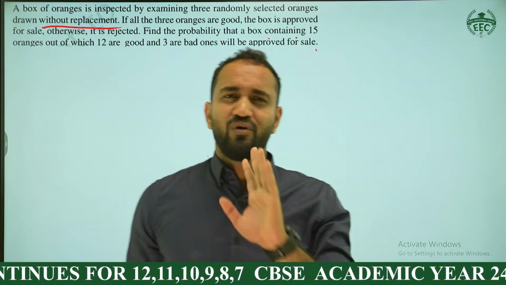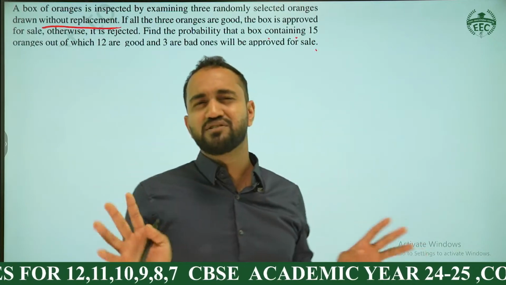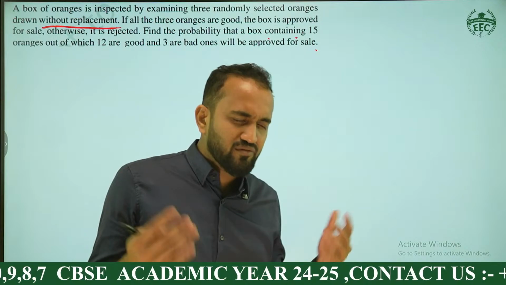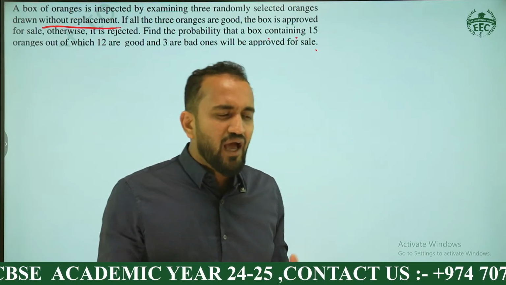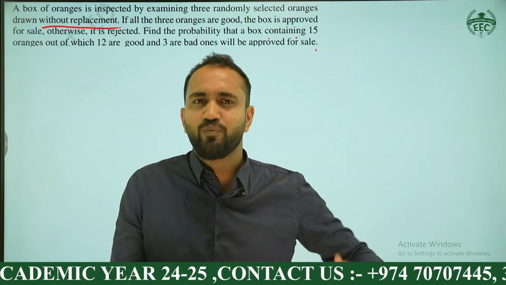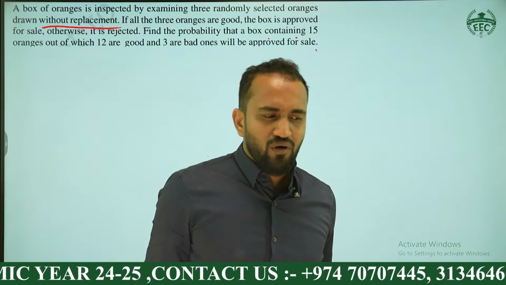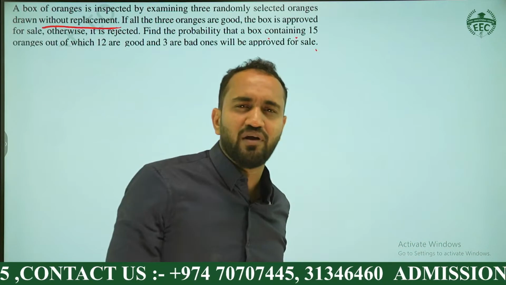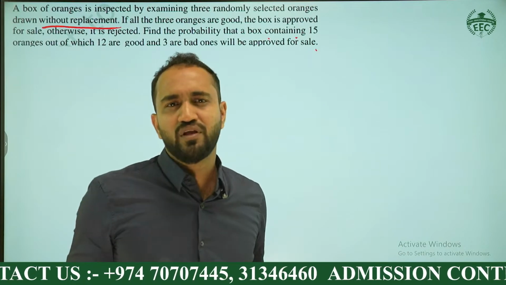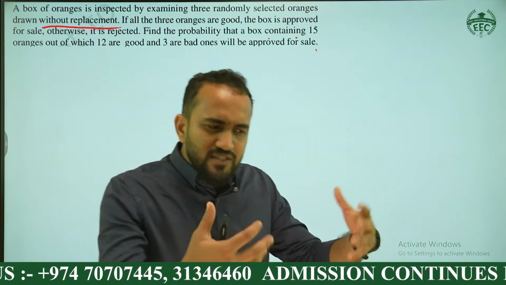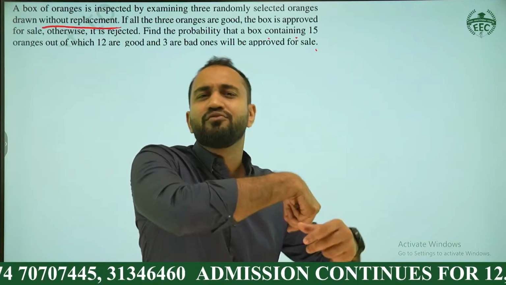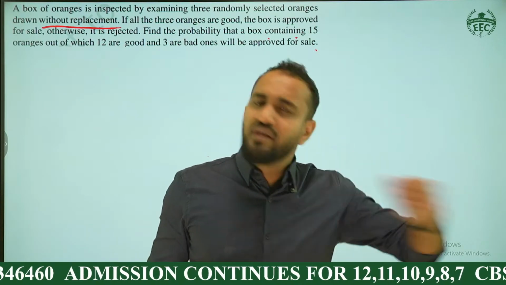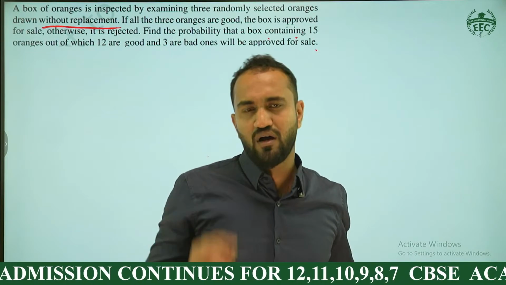You know that for approval, you just imagine the picture, what exactly is happening here. If you're running a food company, obviously food inspectors will be coming and randomly selecting some boxes and checking whether they are okay or not. They will never go for looking at each and every apple. They will randomly select some of them. Here, one inspector will be selecting 3 oranges randomly, and if they find that all the 3 are good, then what? It is approved for sale.